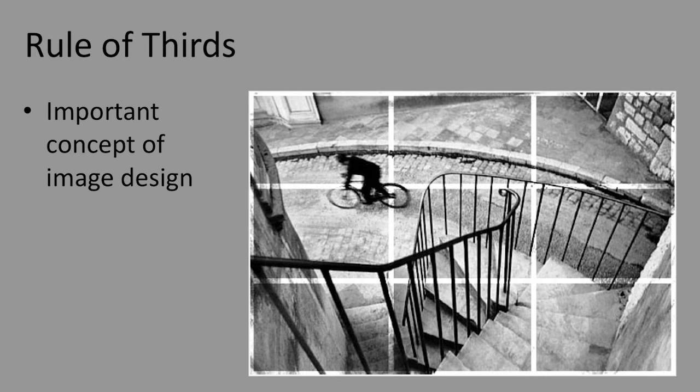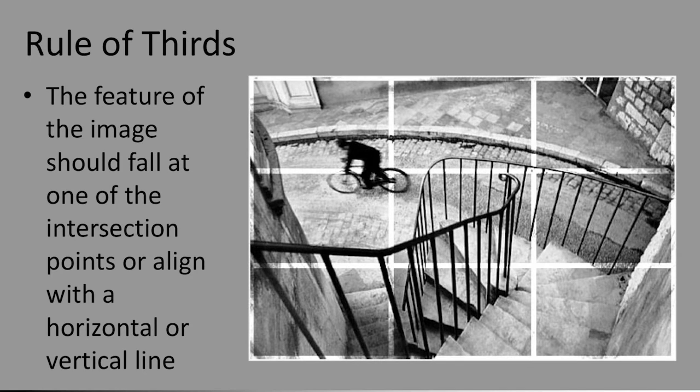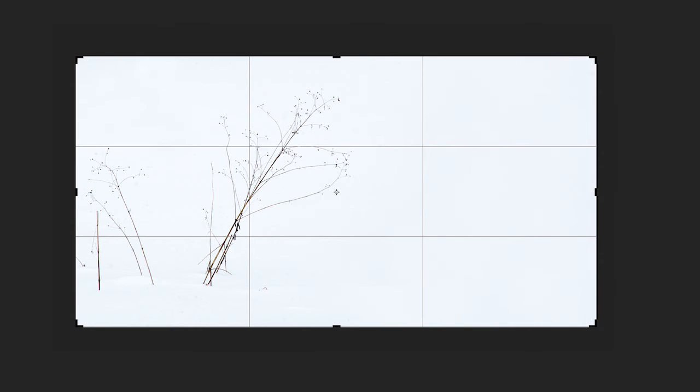The compositional principle rule of thirds suggests that by placing the important elements of the photograph on one of the intersection points of these lines, or aligning them with one of the lines, you will create a well-designed and balanced photograph. Primarily, you would use this principle to compose photographs in camera. However, it's also useful when in post-production you want to revisit the cropping of an image.